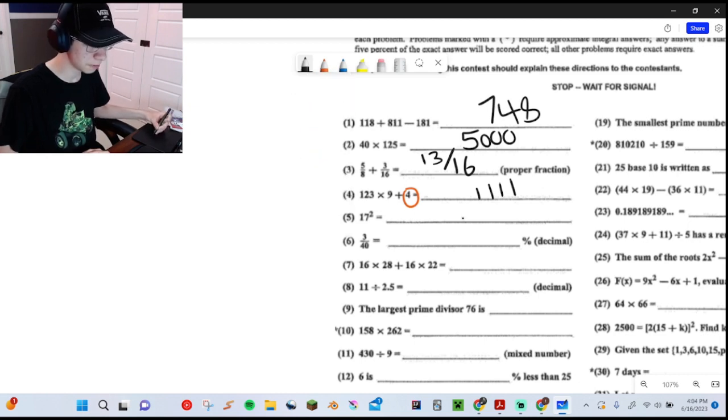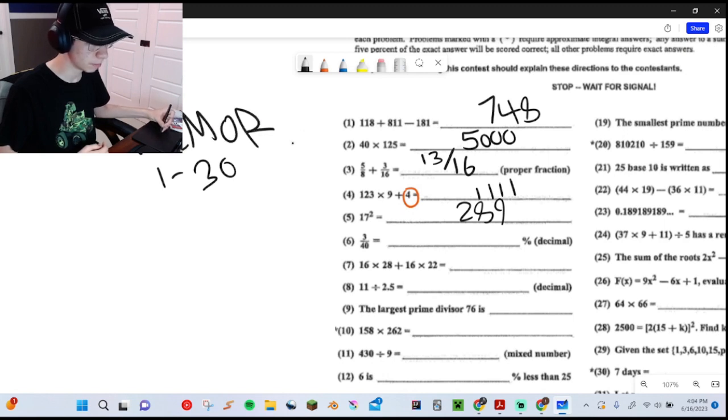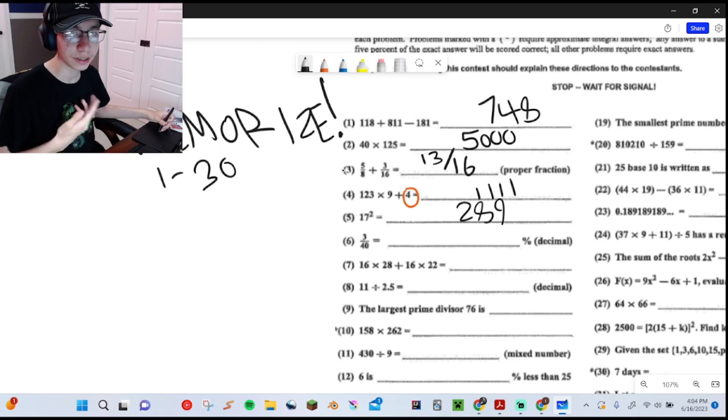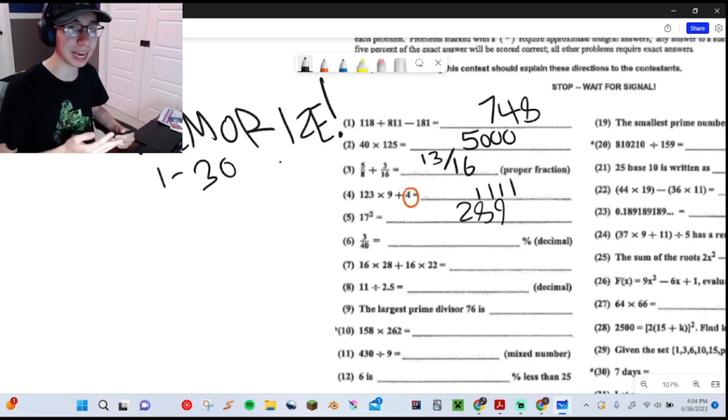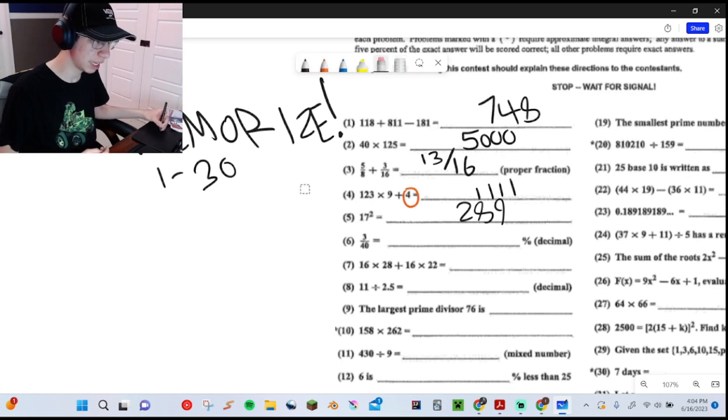So for number 5, that's 289. You want to have your squares up to 30 memorized. So you could use flashcards, you could use Quizlets. I like just using flashcards to memorize these. You practice for like an hour and you got them all memorized. So yeah, just memorize those squares up to 30.